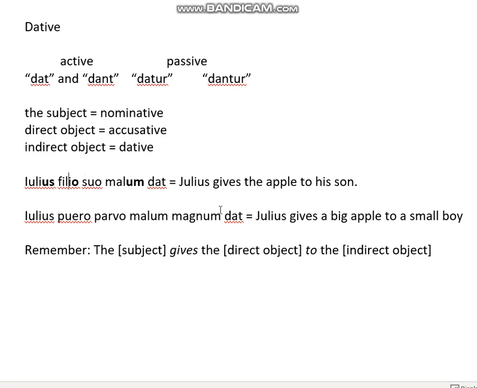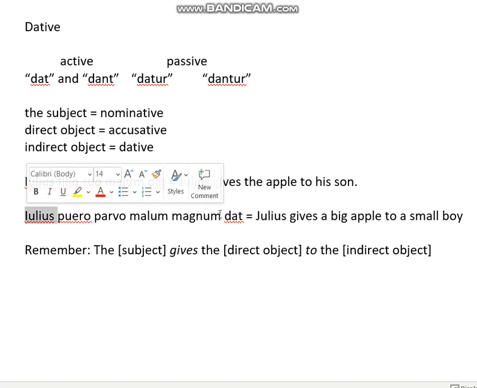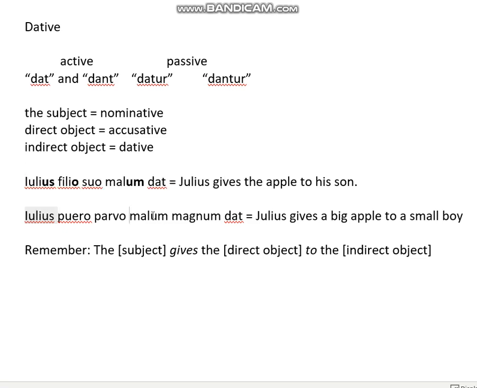And we can make it a little bit more complicated by going Julius puero parvo malum magnum dat. So Julius gives a big apple to his son. Now, I want to make this very, very clear. This translation has absolutely nothing to do with the order of the words in Latin.